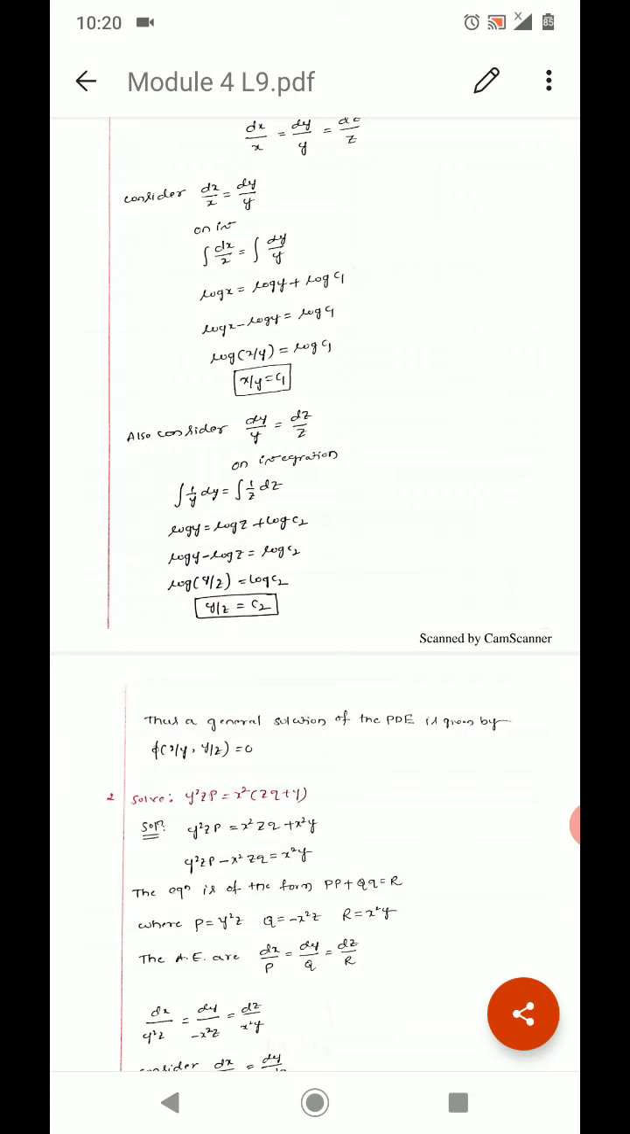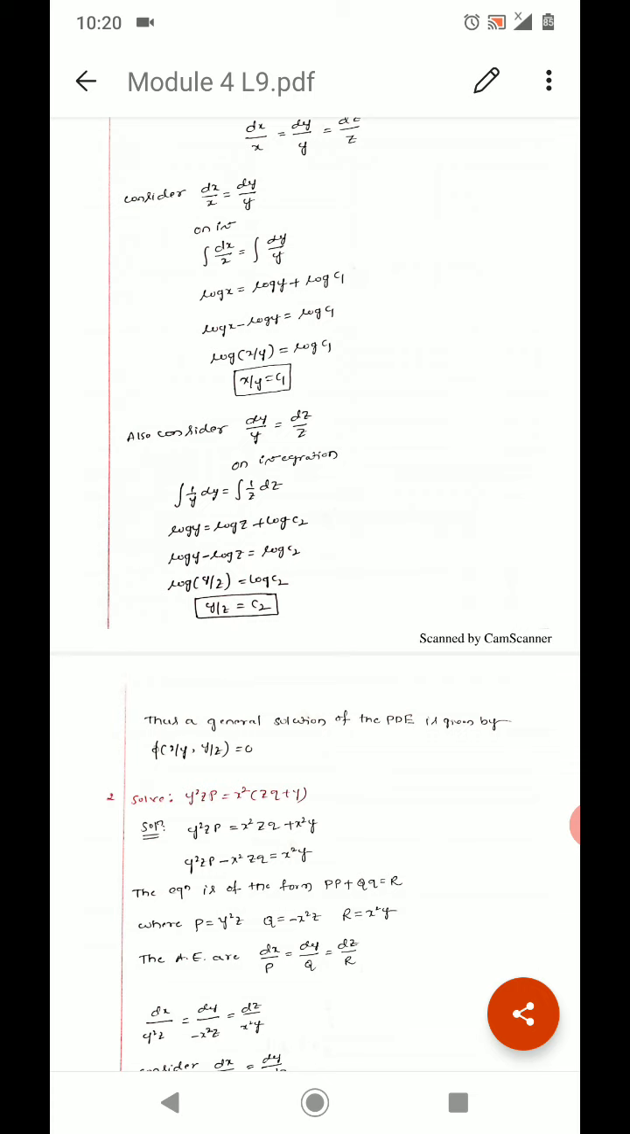So we can integrate directly, since this is already in variable separable form. So integration of 1 by y into dy is equal to integration of 1 by z into dz. Integration of 1 by y is log y, which is equal to integration of 1 by z, which is log z, plus integral constant log c2.